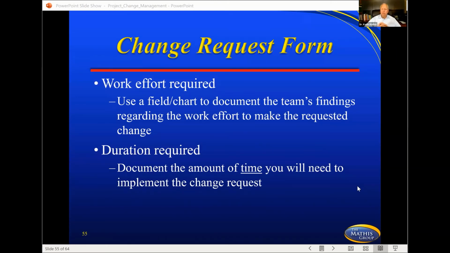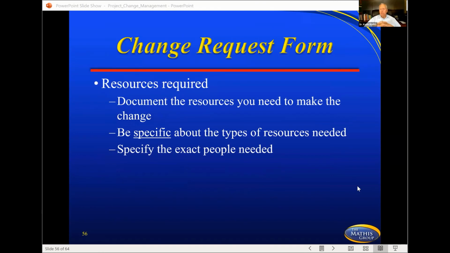What about resources? Document the resources you need to make the change. Be specific about the type of resources needed. I'm talking about the roles, the responsibilities, the quality level, the particular positions, and then specify the exact people needed. If it's certain key subject matter experts, who are those people that need to be there?